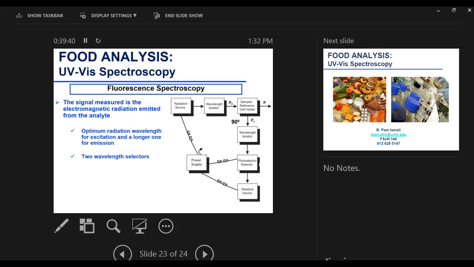You have two wavelength isolators or monochromators here, and the angle is projected at 90 degrees. So you have to select wavelength here, and you have to select wavelength here. Excitation and emission. So we have excitation wavelength and emission wavelength, and remember the emission wavelength is longer because it carries lower energy.